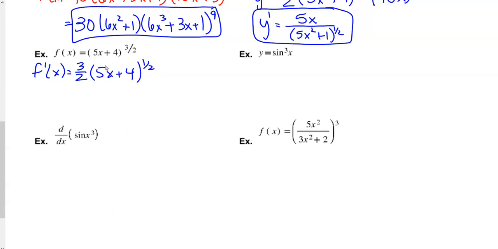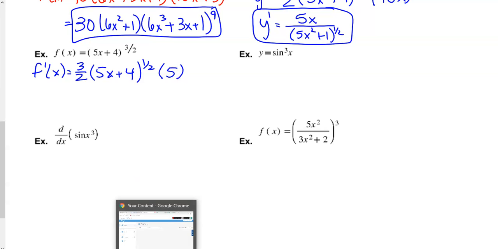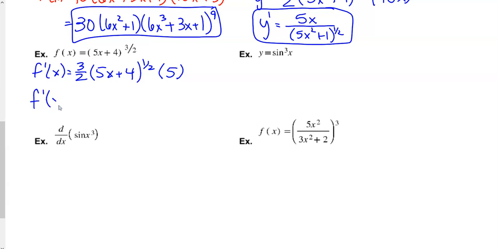But then I have to turn my attention to the inside and take the derivative of what's on the inside. Now with that being linear, that's just going to be a 5, and that's going to be a 0. So I have to add in a multiple of 5 here for that. So to finish off the way that I would write it and end with, I'm going to do a 3/2 times 5. So 5 over 1, 5 times 3 is 15. 2 times 1 is 2. And then I have my 5x plus 4 to the 1/2 power.